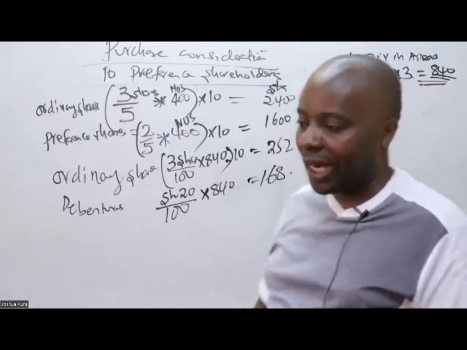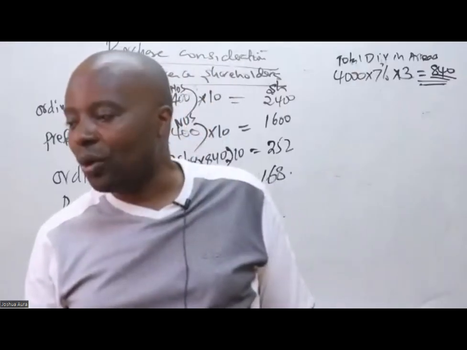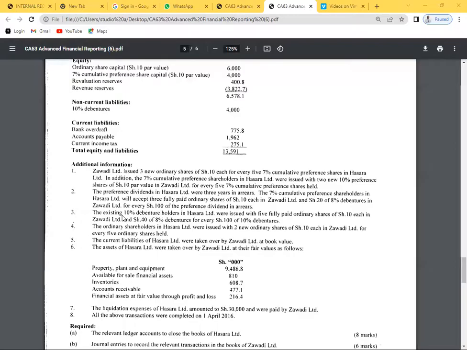Don't add. Go to the next note. So when I go to the next note, what am I told here? Note number 3, the existing 10% debenture holders in Asara. Now we are dealing with the debenture holders.